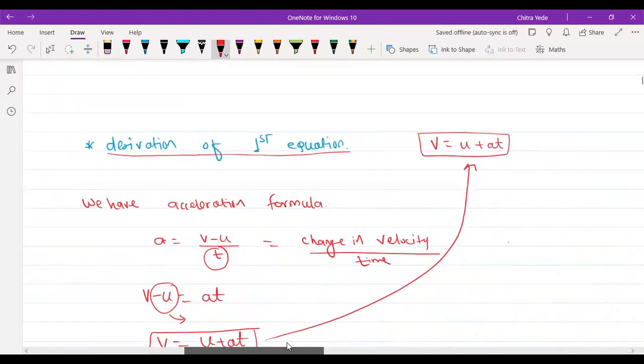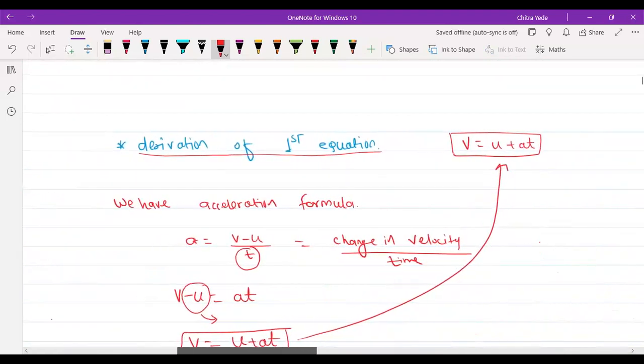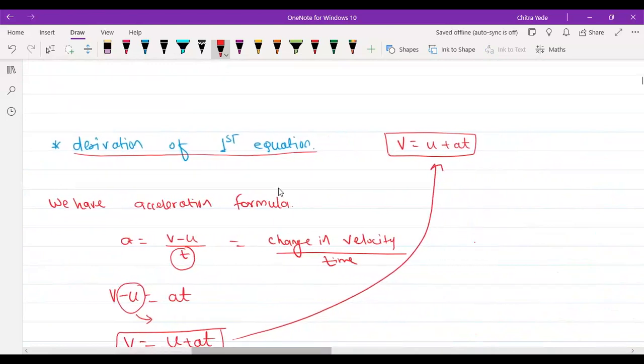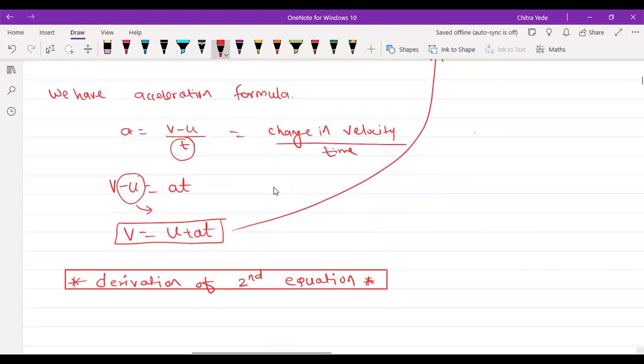Now, what did you ask? What is the second equation of motion? S equals to U T plus half of A T square. Sir, can you repeat the question? I didn't understand. What is the second equation of motion? I asked that. Second equation of motion, sir. Yeah, what is it, sir?